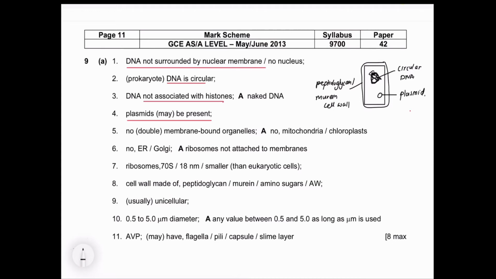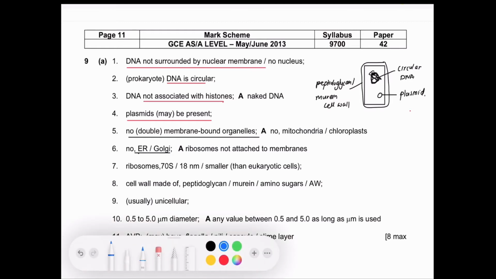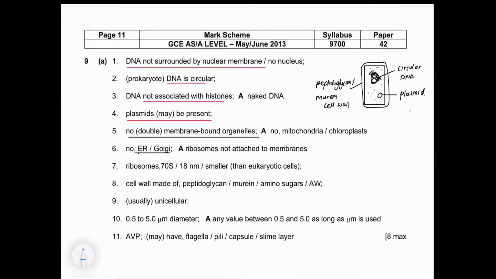Other than that, they do not have any double membrane organelles. Examples: no mitochondria, no chloroplast, and no nucleus. No single membrane-bound organelles such as ER and Golgi. But they do have ribosomes, and the ribosomes are the smaller ones, known as 70S ribosomes. If you know the size, it will be known as 18 nanometers. Some of the bacteria have an external layer known as the capsule, and some do have a flagellum for movement. Bacteria usually exist as single-celled organisms, known as unicellular. So this is where you can make use of your AS knowledge, so you have less to memorize because you have already memorized it.